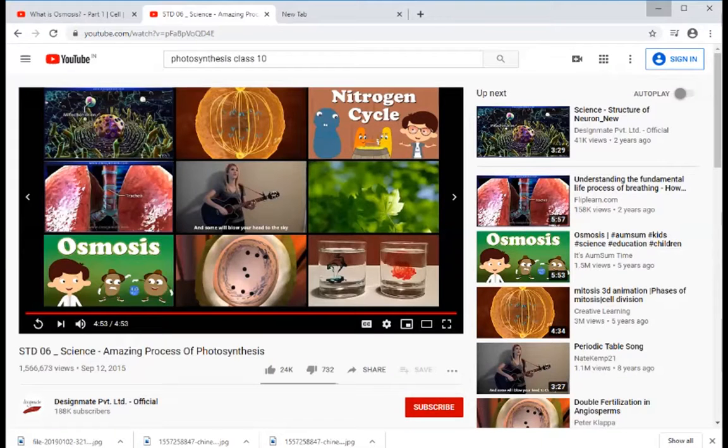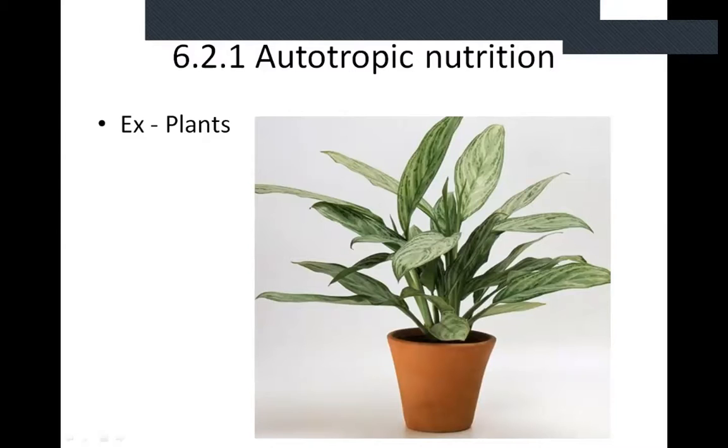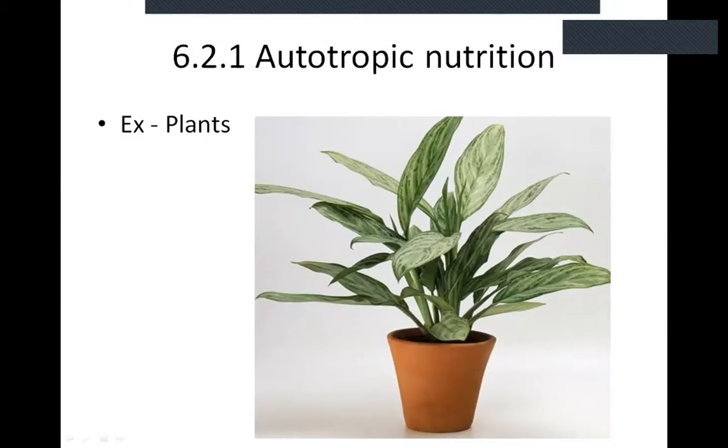Like what kind of cross-section happens, and how? What are the parts of the leaf? Is everyone aware of it? See, in detail, again, I'll go with this.